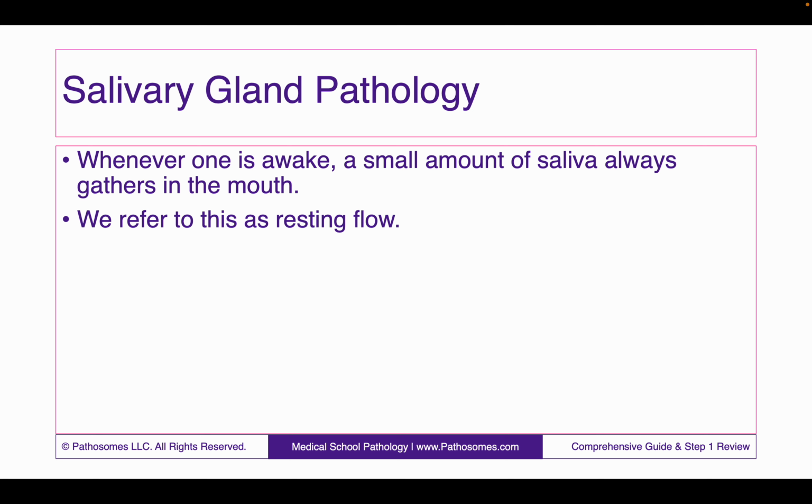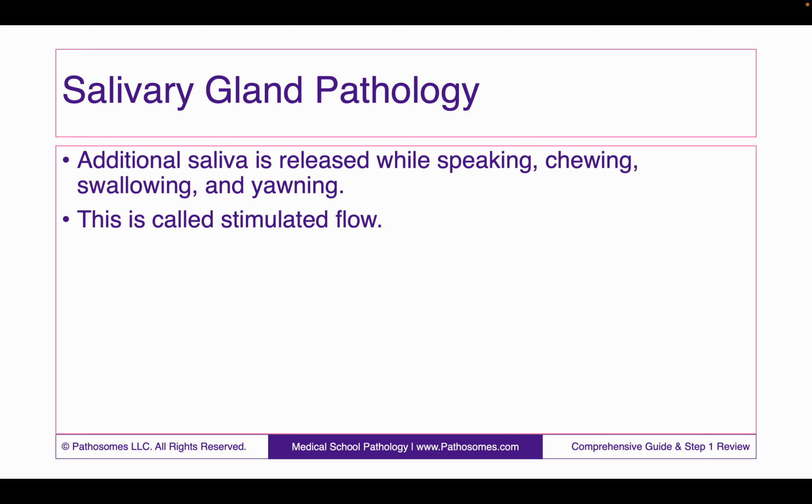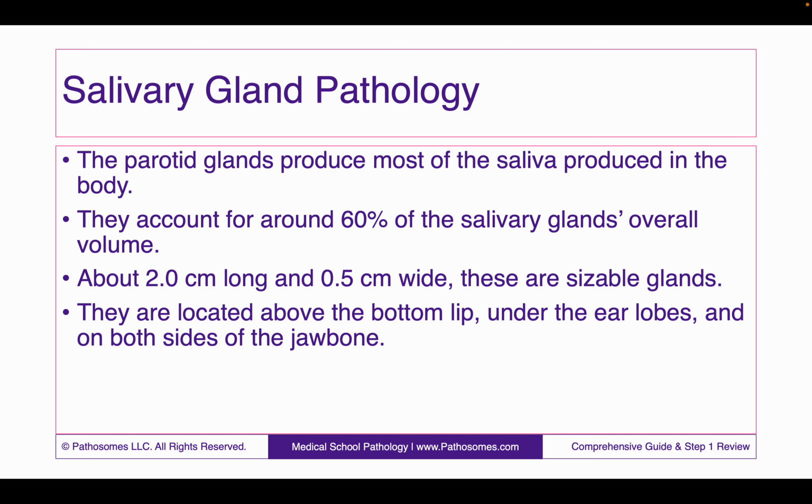Now, whenever one is awake, a small amount of saliva generally is always gathering in the mouth, and we refer to this as resting flow. Additional saliva is released while speaking or chewing or swallowing and yawning. This is called stimulated flow. The parotid glands produce most of the saliva produced in the body. They account for around 60% of the salivary glands' overall volume. They're about 2 centimeters long and 0.5 centimeters wide.